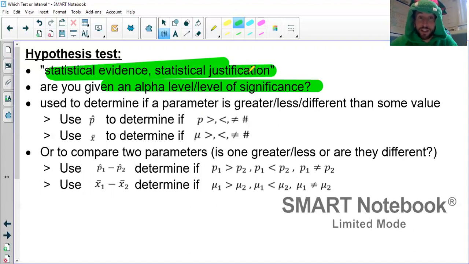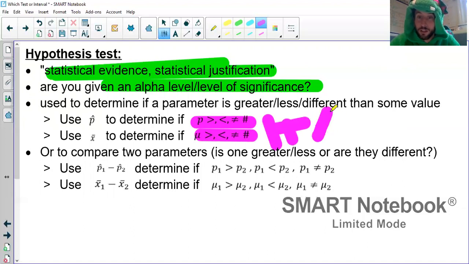So a hypothesis test, right? We've got those phrases, but what's it used for? It's used to determine if a parameter is greater than, less than, or different from some value, right? So we're trying to decide, is p bigger, smaller, or not equal to some number, or is mu bigger, smaller, not equal to some number? And this, hopefully, we realize would be our alternative hypothesis.